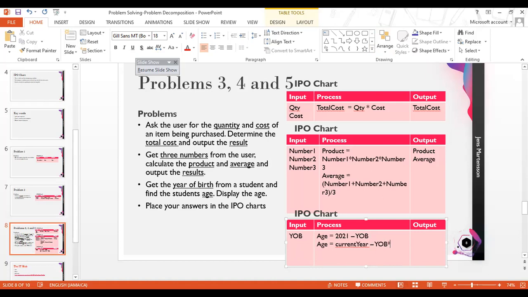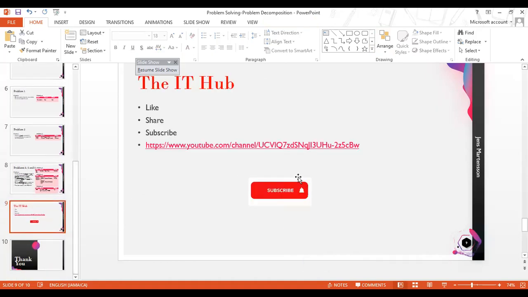So I'm going to put an asterisk beside that one because this one requires that you get the value current year as an input for you to use it in this manner using the words instead of the actual figure. Then now we're going to output the student's age, and I'm going to type back age as it appears. This concludes our lesson.